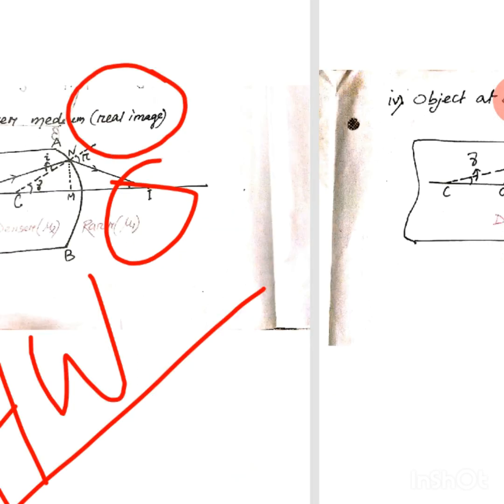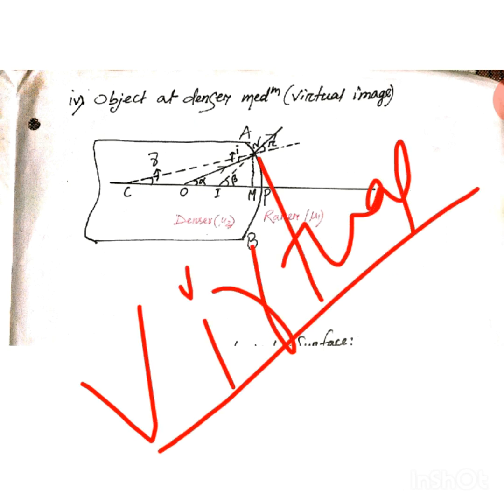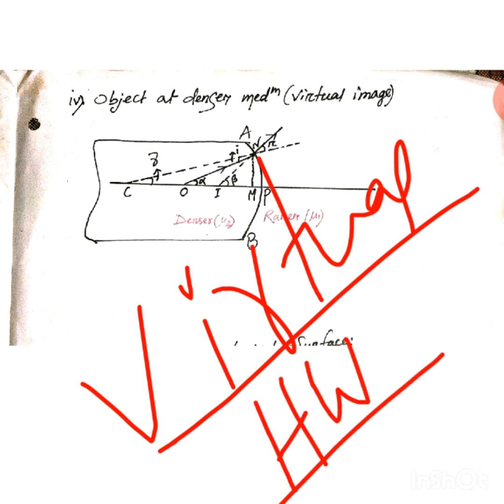So in the next slide, what you see is that the object is at the denser medium, and the image is forming at the denser medium only, towards the left. That's why it is a virtual image. So this is a virtual image. For the virtual image also you have to find out the spherical surface formula. This is your homework.